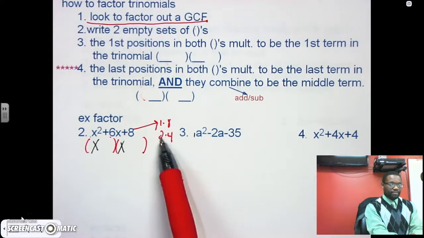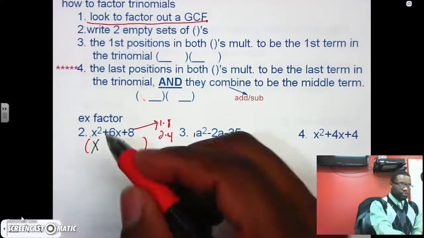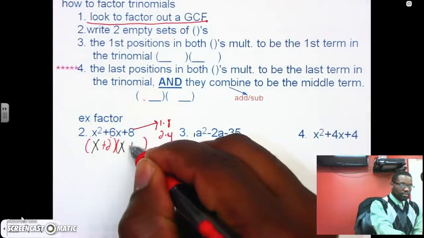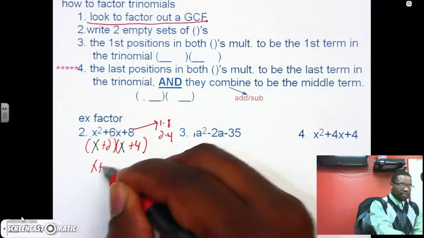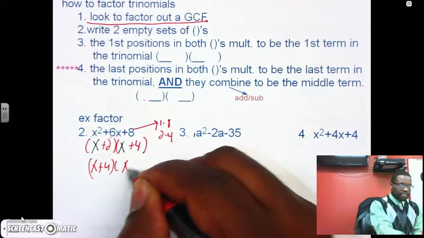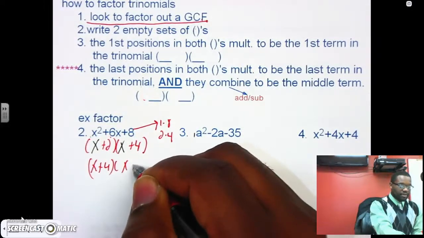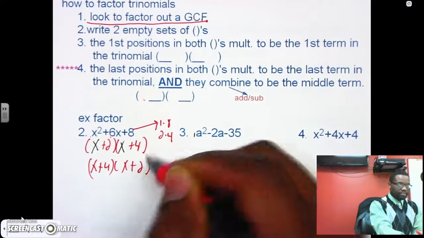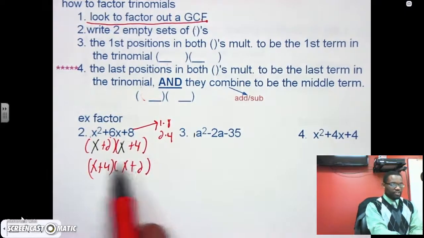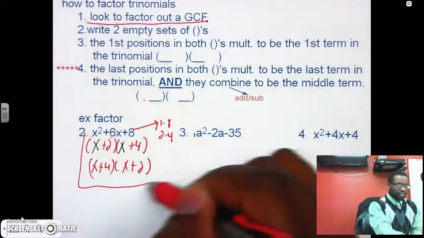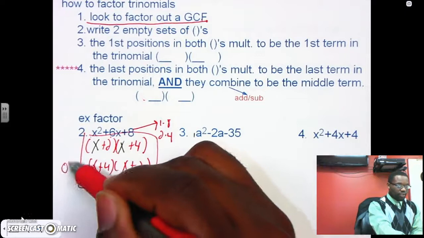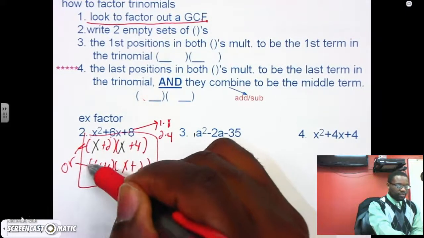Now we know a positive 2 and a positive 4 multiply to be 8. So we write plus 2 plus 4. But guys, it doesn't matter if I do this. This means the same thing here. So the order of these parentheses doesn't matter. So either one of these is okay. So I'll put an "or" in there. This one or this one.